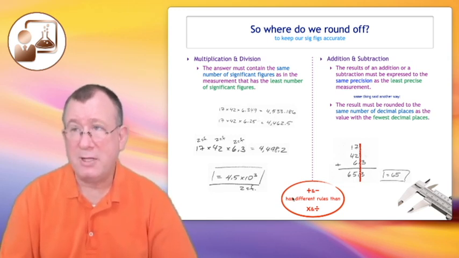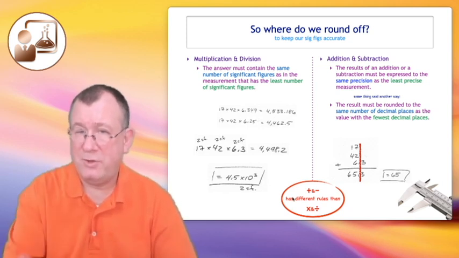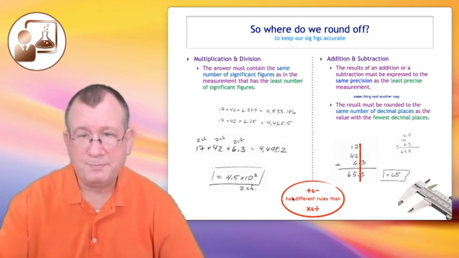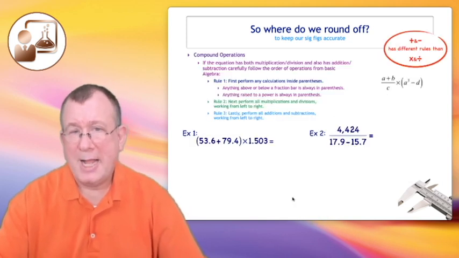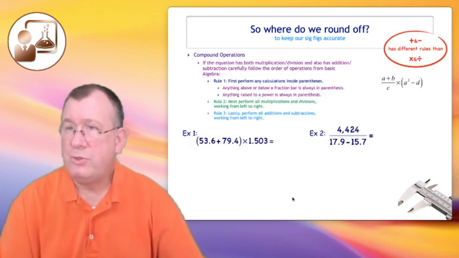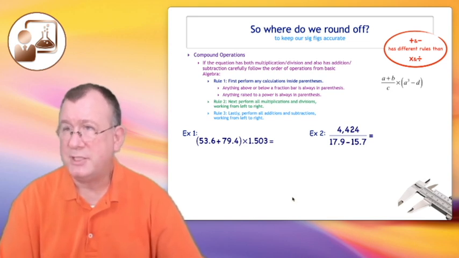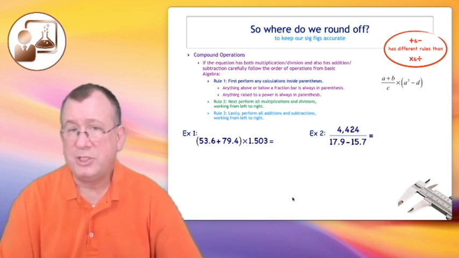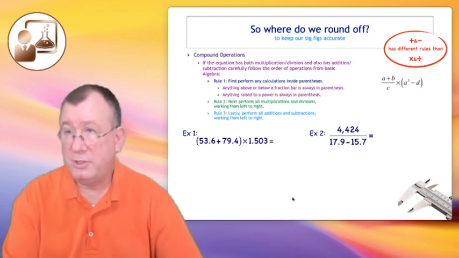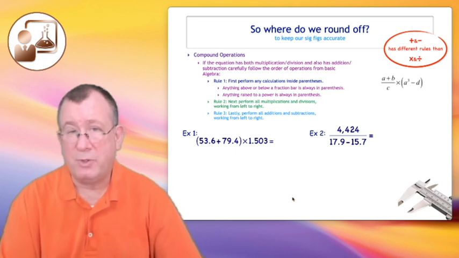You can punch it into your calculator, but then round off your calculator based on where the precision runs out. Okay. And when we do more complex operations, like when we're doing first addition and subtraction, and then multiplication and addition and subtraction, you have to pay attention to order of operations, so you know which one to use at different points.